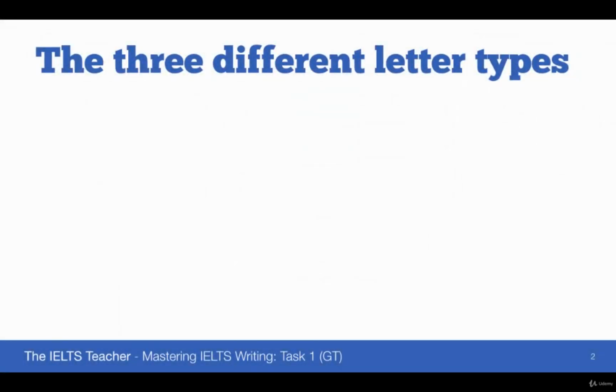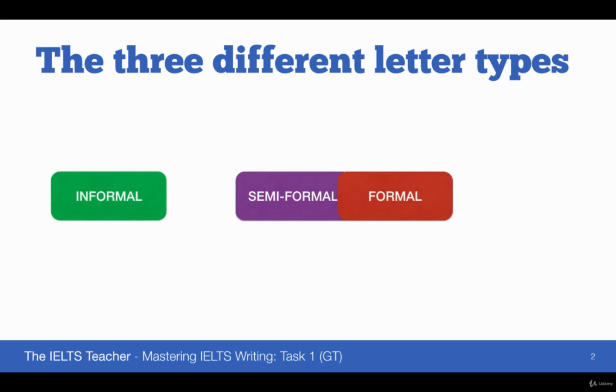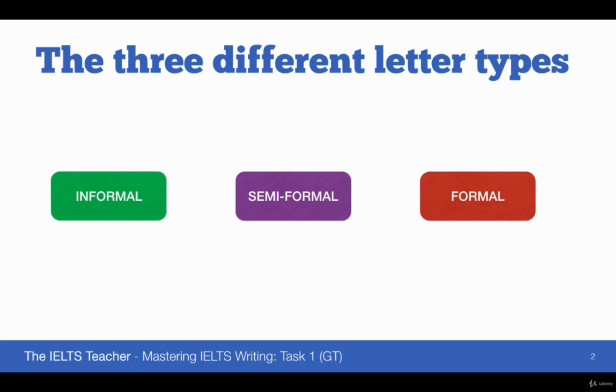So there are 3 different letter types. Bear in mind, I'm not talking about the purpose of the letter here, but the type of letter, specifically the tone of the letter. And these are informal, semi-formal, and formal. So you'll have to write either an informal letter, a semi-formal letter, or a formal letter. Now, what does this mean?